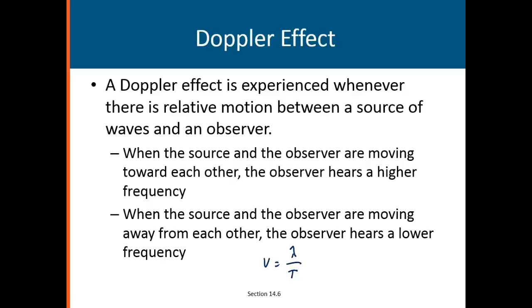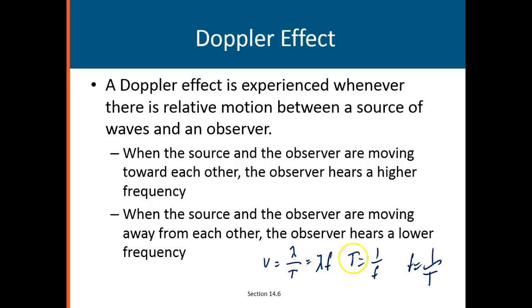Period is equal to 1 over frequency, or frequency is 1 over period, so this would be the same as lambda times frequency, because 1 over period is frequency, per second. So this is what you got. Your velocity is related to that.